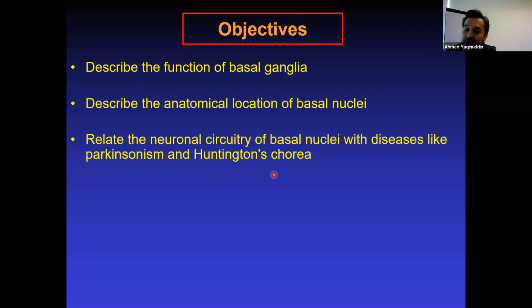Too much inhibitory discharge makes it difficult to start any movement, which happens in Parkinsonism. The other problem is too little inhibitory discharge from basal ganglia to the cortex, which results in involuntary movements at rest. So we are going to discuss both issues, which are characterized as hypokinetic disorders, where it is difficult to start the movement, like Parkinsonism, or hyperkinetic disorders, where you have excessive movements at rest, like Huntington's chorea or hemiballismus and things like that.